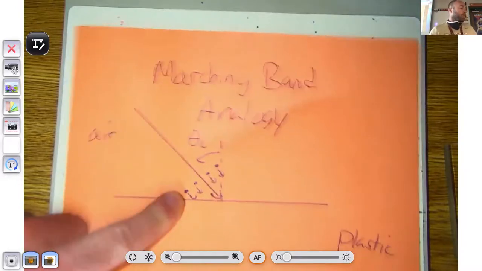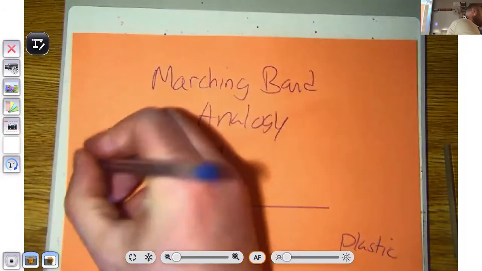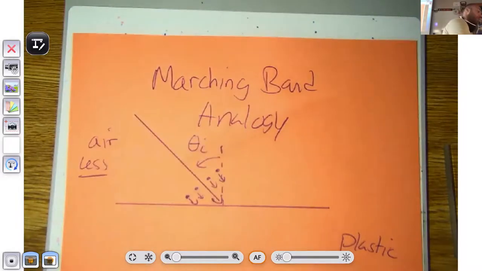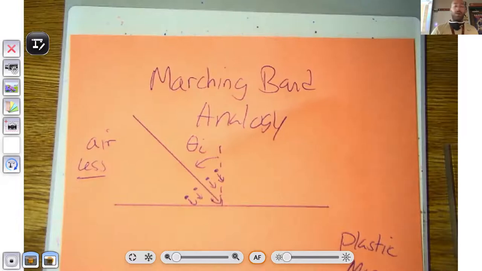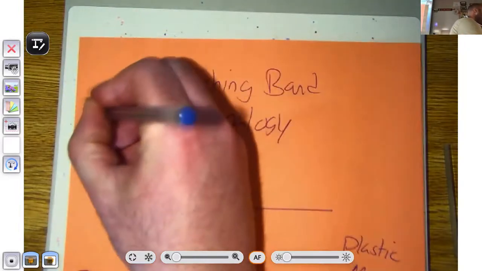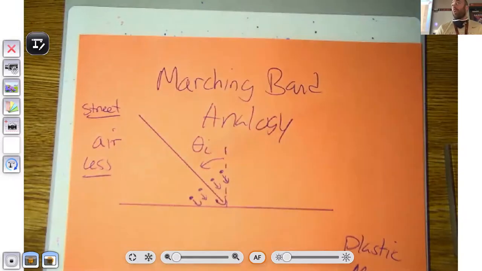All of a sudden, we're going from air, which is less dense, to this plastic, which is more dense. Let's bring it back to the marching band analogy. Let's say that your drum leader took you down the wrong path for some reason. Let's say that the air is the street, which is usually where parades are. I would hope so, right? It's usually where they host parades, our homecoming parade. It's fantastic, right? March to downtown Noblesville and march right back.